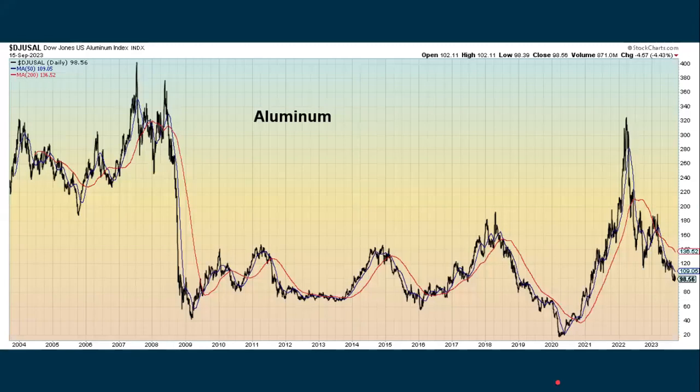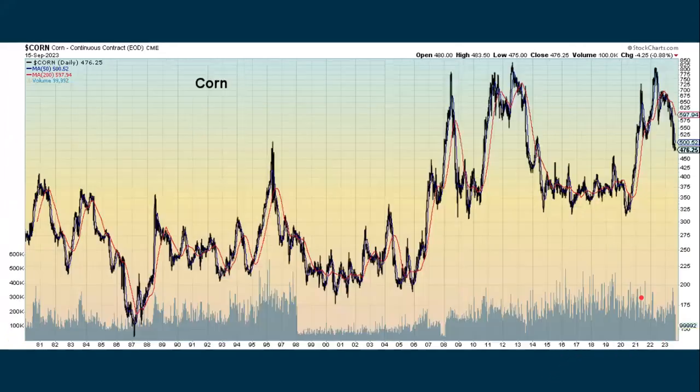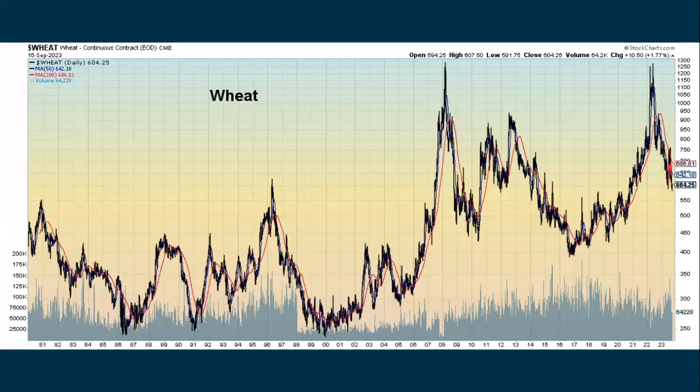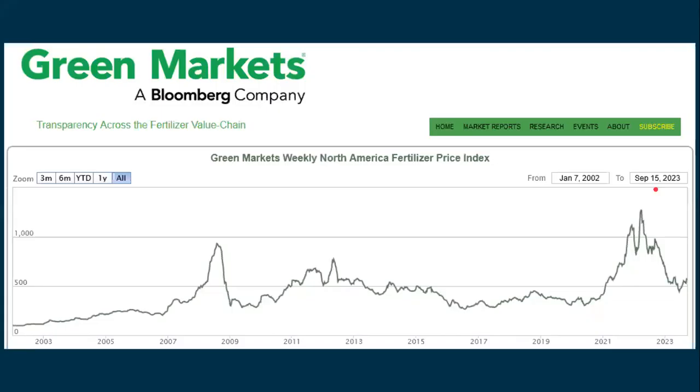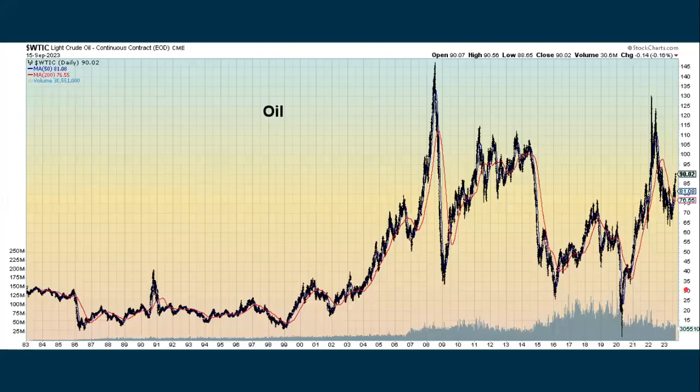Some other markets, and we don't trade these markets, we just look at these markets as something is happening, just to get a gauge as to what is the overall climate, where aluminum still continues to be in a downtrend. Corn is also in a downtrend. Wheat, it's been bouncing around quite a bit, but it's still in a downtrend. Keep an eye on fertilizer. It's been starting to come back up, but not necessarily in an uptrend yet.